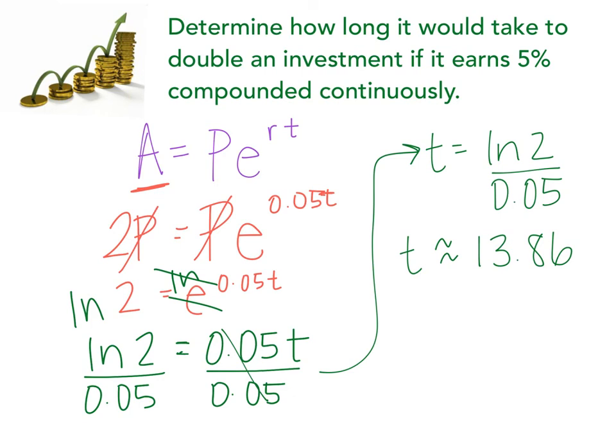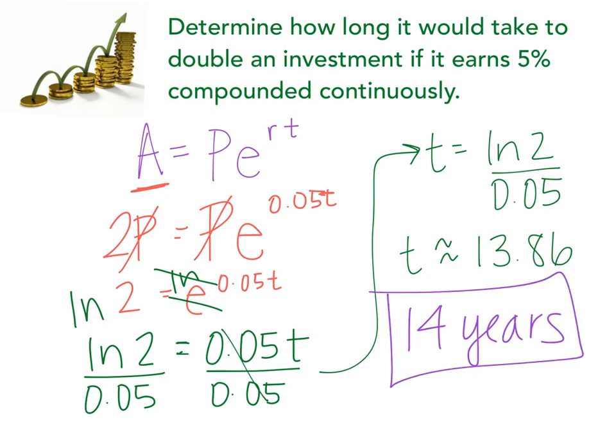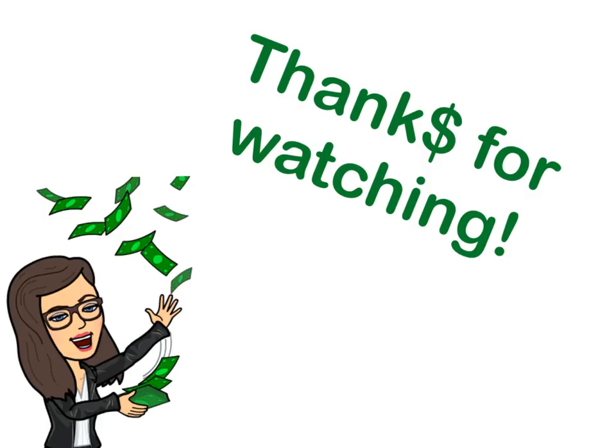So when I plug ln of 2 divided by 0.05 into my calculator, I get roughly 13.86. But if I'm thinking practically, it's going to take me about 14 years to double my investment. And that's going to do it for this video.